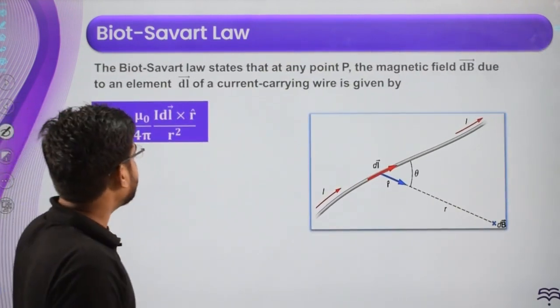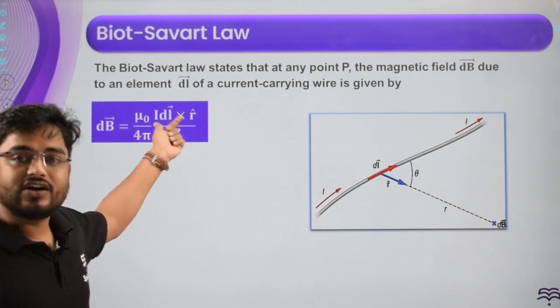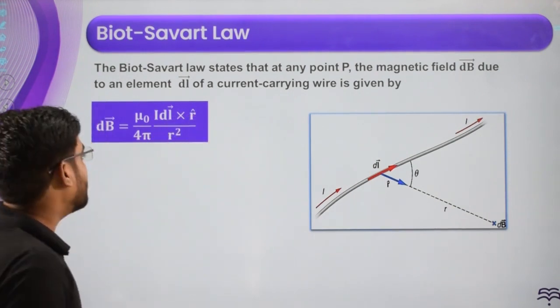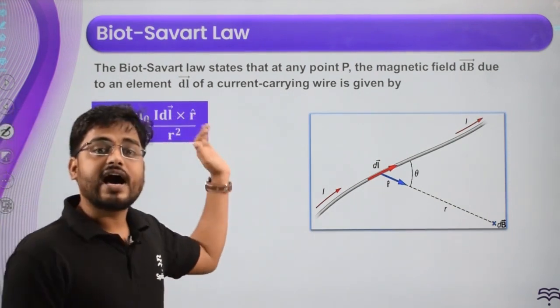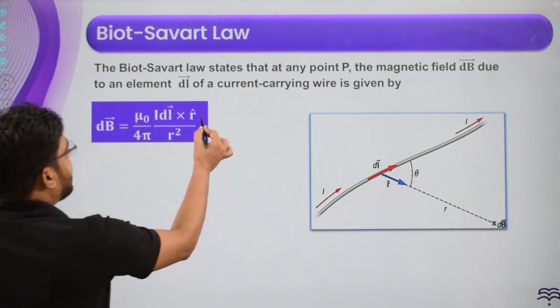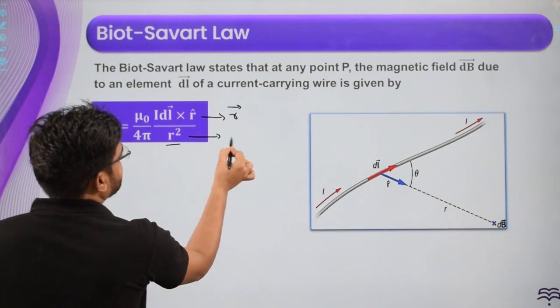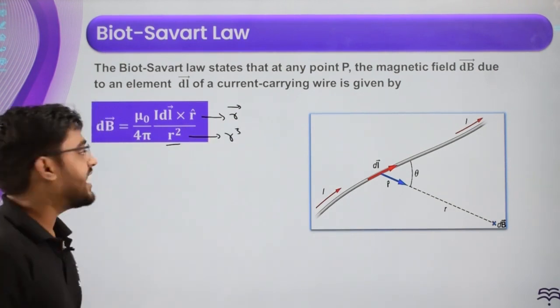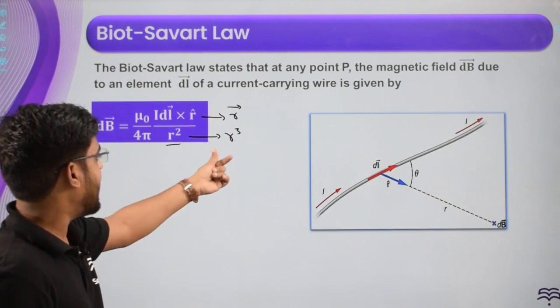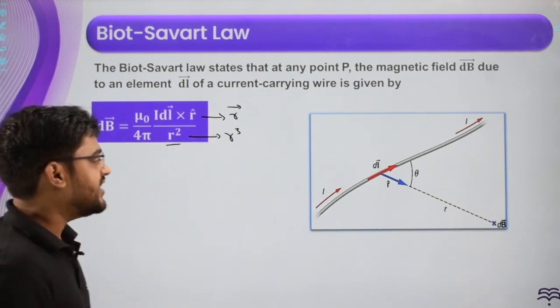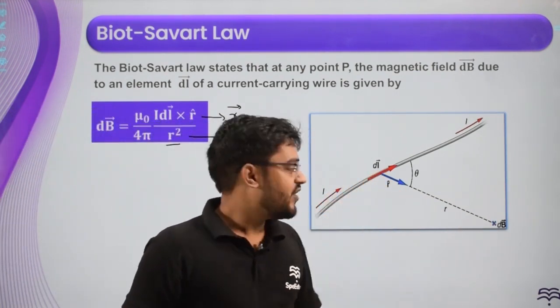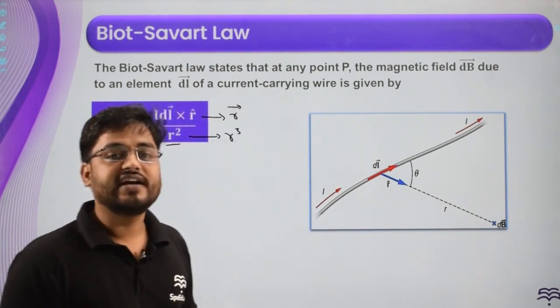This is mu naught upon 4 pi, I dl cross r cap. If you want, you can also use dl cross r vector. But if you are using r vector over here, then it will become r cube, right? Because r cap is r vector by r, so there will be an additional r. Now what is r? r is the position of the point at which we are going to find dB.